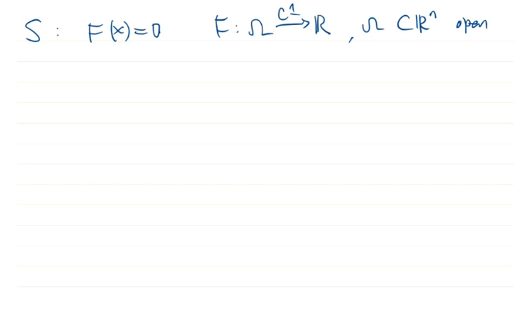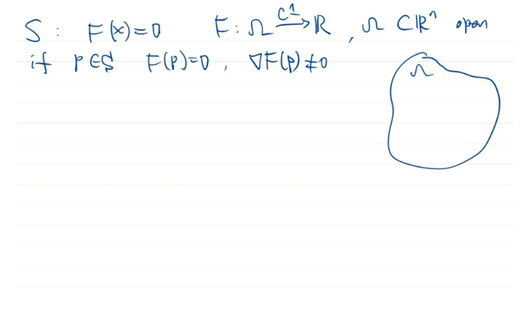Then if a point P is in S, this means capital F(P) is 0. And we also assume that the gradient of F at the point P is not 0. That is, this is Omega, and our S is a surface, and P is a point in S. P is here. So if the gradient is not 0, then we know that the gradient is a normal vector.